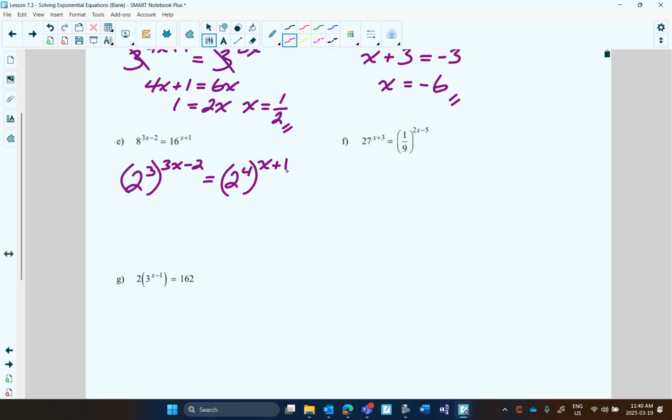Be careful because you're going to have to do 2 multiplications on each side. When you raise this to this, you've got to multiply 3 by everything outside. So you get 2 to the 9x minus 6. Here, 2 to the 4x plus 4. Remember, that 4 has to get multiplied by both terms in the outside exponent. Cross out and solve.